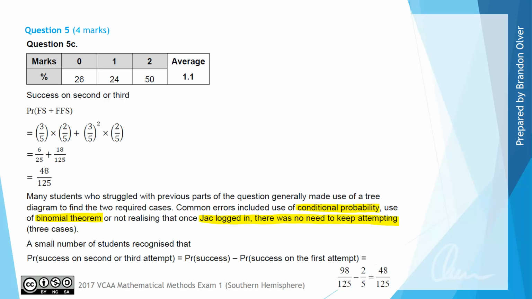A small number of students realised that the probability of success on the second or third attempt was equal to the probability of success overall minus the probability of success on the first attempt, which mathematically was 98 on 125, subtract 2 on 5, which also gave 48 on 125, which was the answer required.